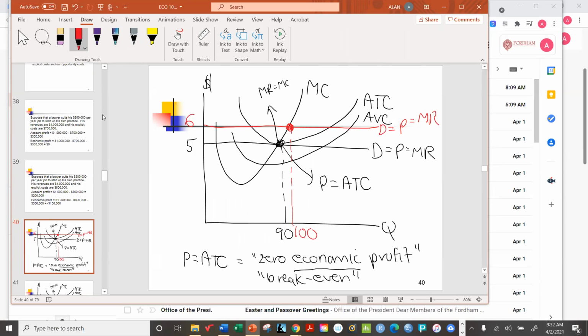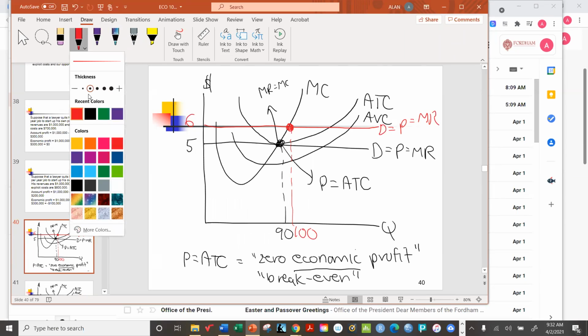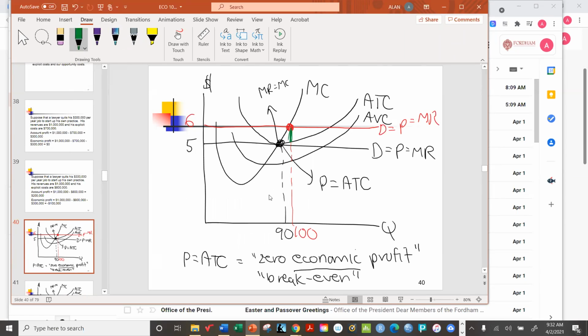And the most important detail now, let me see if I can squeeze this in here, is that the gap between what we're charging for this product and the average total cost is positive. So this green box represents positive economic profits.